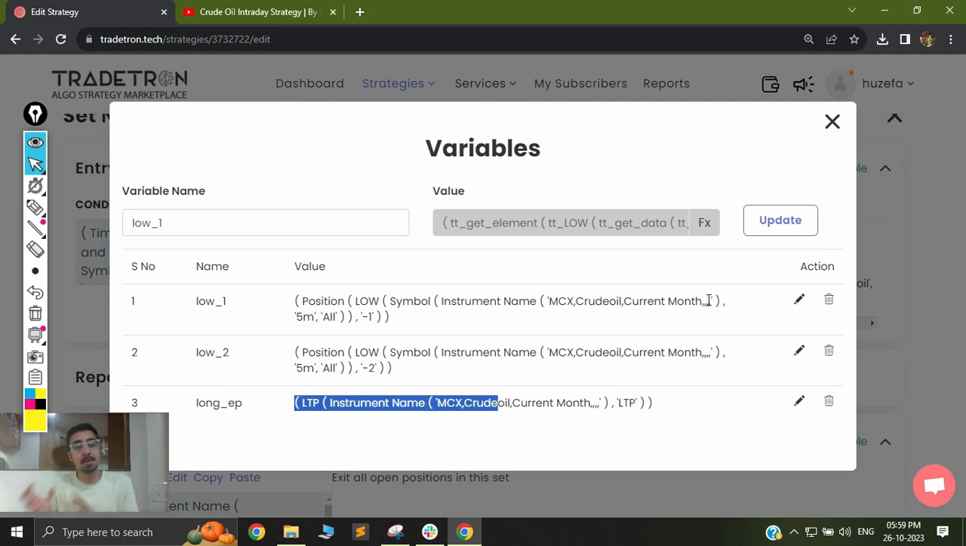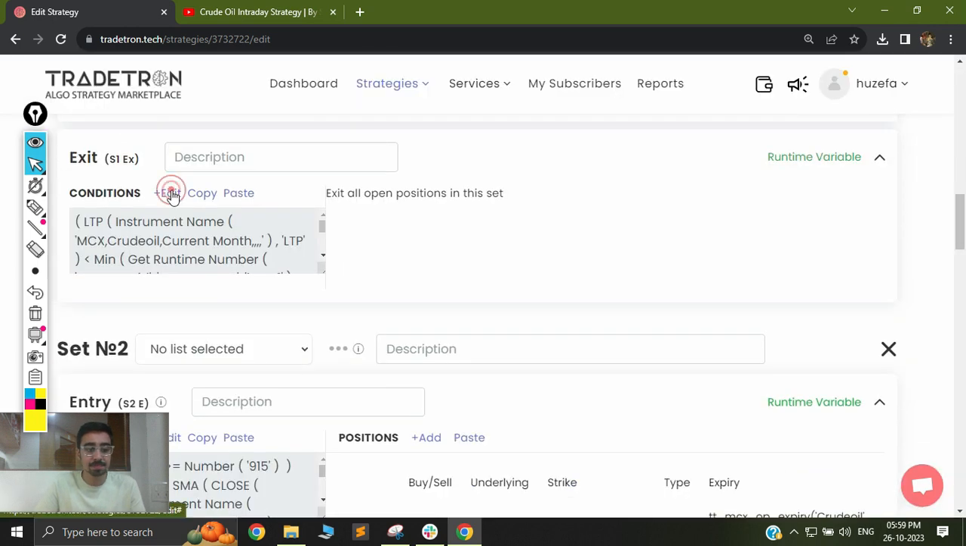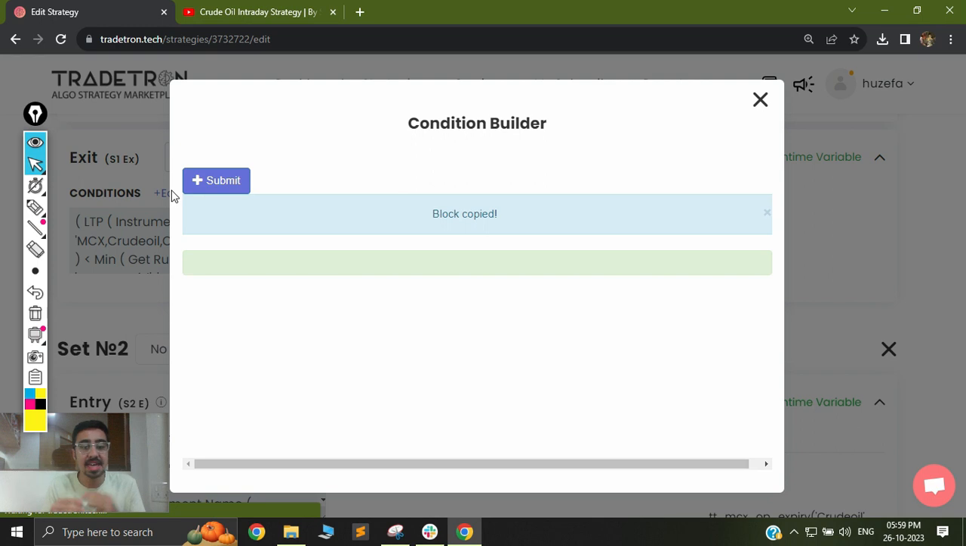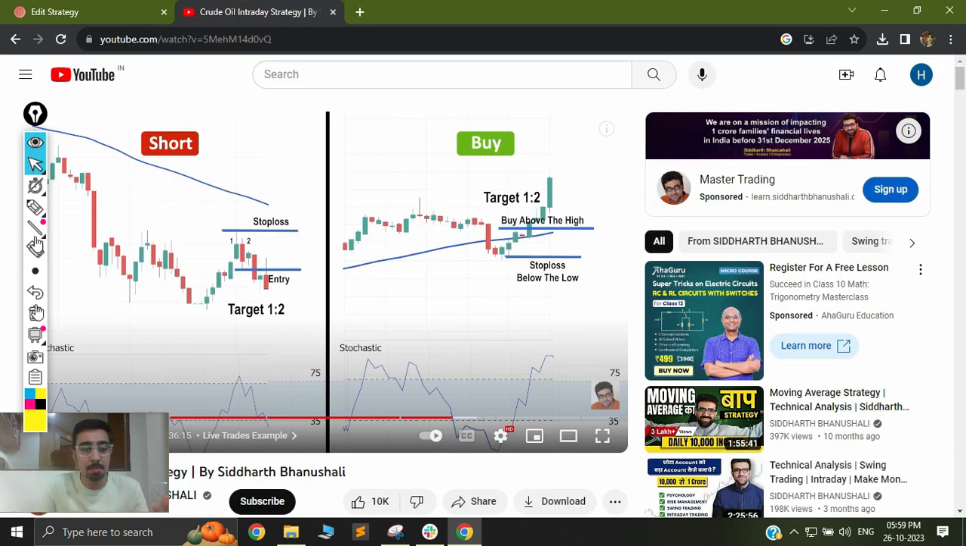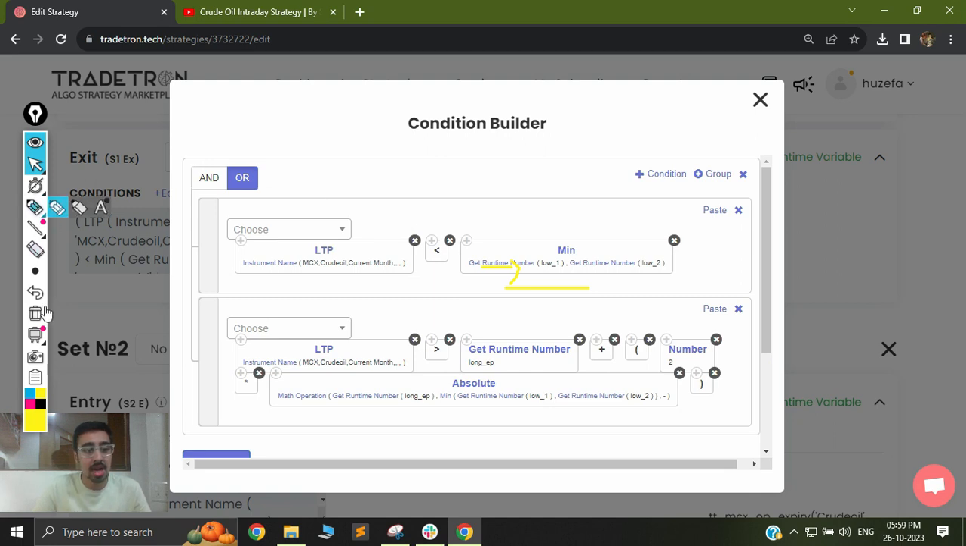So let's go to the exit conditions. In our exit conditions, we have two different conditions based on which we will exit. The first condition is that if my stop loss gets hit, the stop loss out here as per this logic is stop loss below the low. Now I know that I have captured the low using my runtime variables, so I am calling these same runtime variables in here. I have a condition: LTP is less than the minimum of these two values. Which values? The low number 1 and low number 2. These were the two variables that I had saved in my runtime variables.